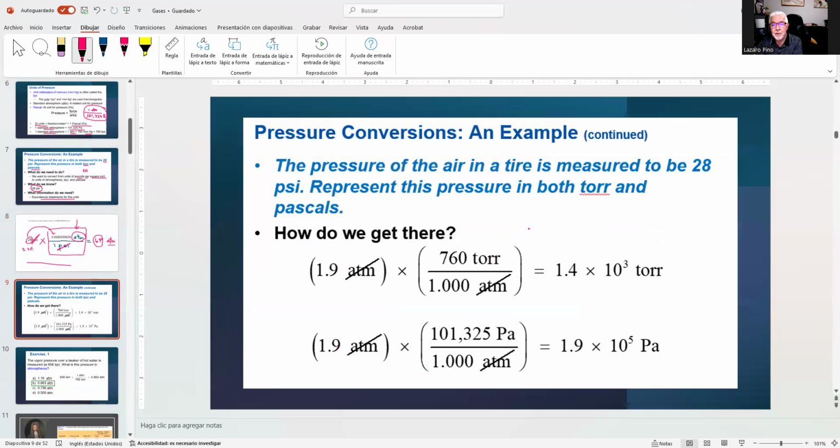Here you can stop the video and you can see the way I use these conversion factors to change into torr or into Pascal. And as you can see, I report only two significant figures in my answer. In this case, I use scientific notation in order to make the answer shorter.